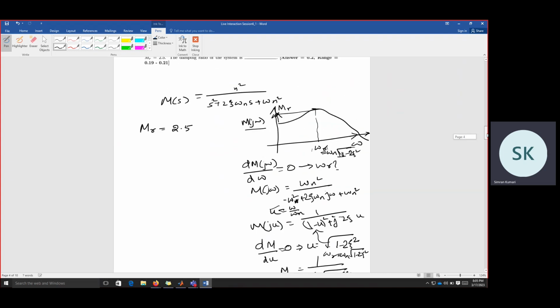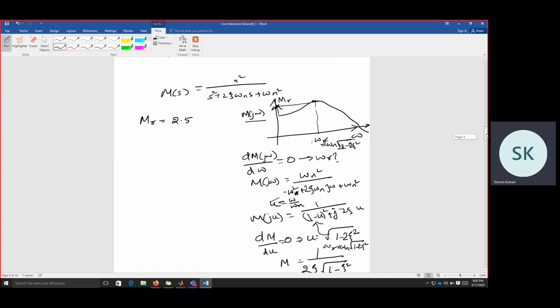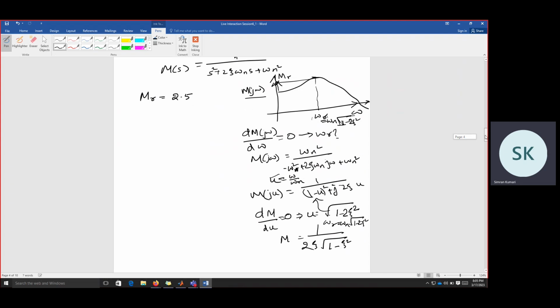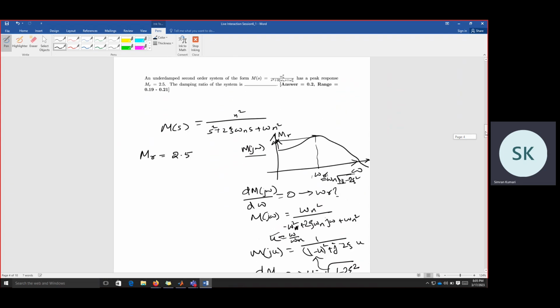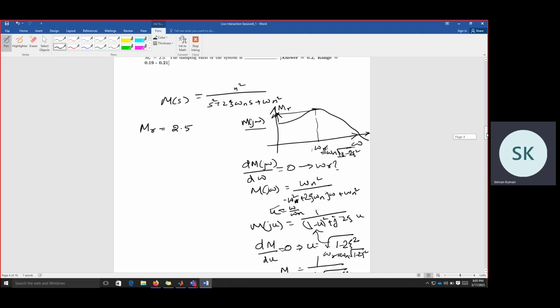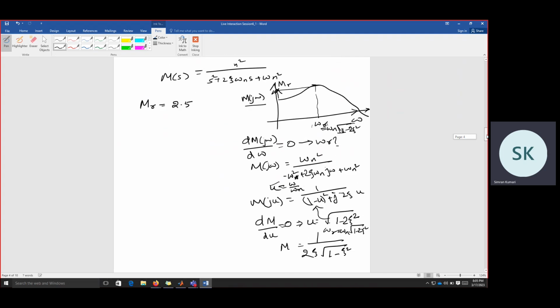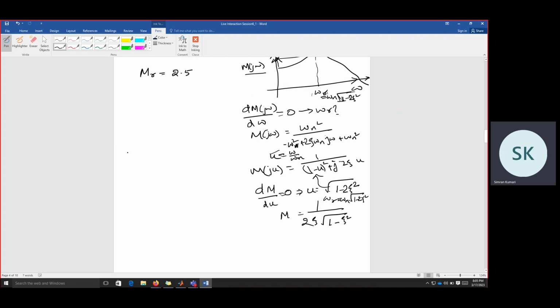So fine. This is how we have gone through the lectures, which show the frequency response of this underdamped system. So how can you find the peak overshoot? Now we know the formula for this one, and the value of Mr is known. So we can find zeta from here. So we have 1 by 2 zeta root under 1 minus zeta square equal to 2.5.